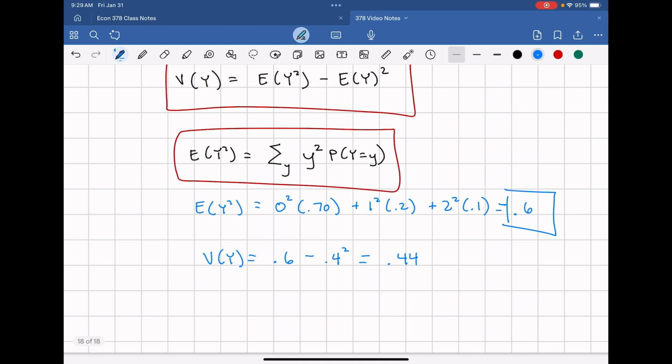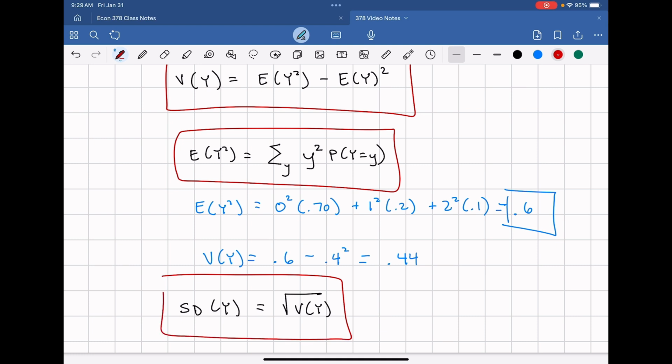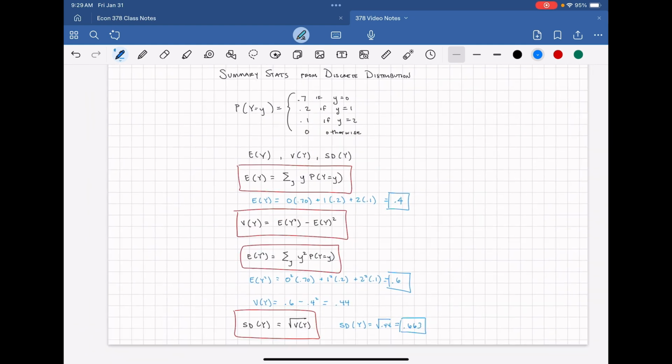Now let's go to our last one. The standard deviation of y is equal to the square root of the variance of y. So there's our last definition we'll need. And so this is a simple calculation where the standard deviation of y is equal to the square root of 0.44, which is equal to 0.663. And so there's our answer there.